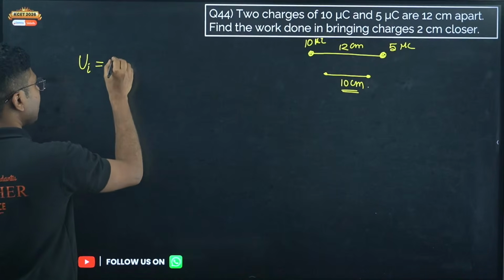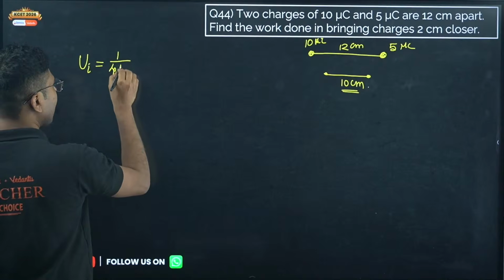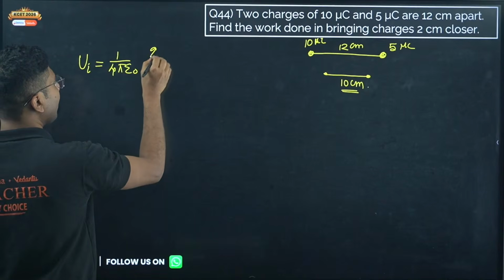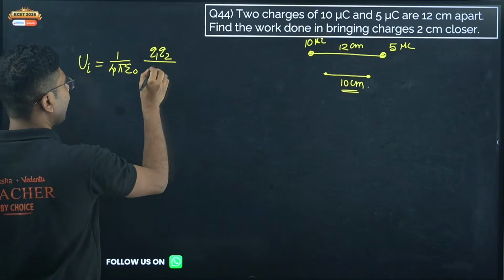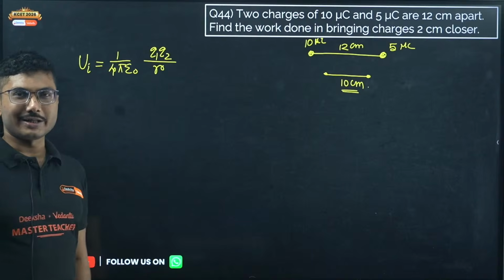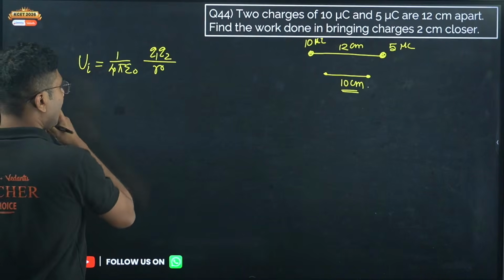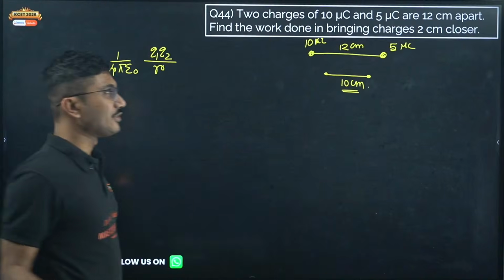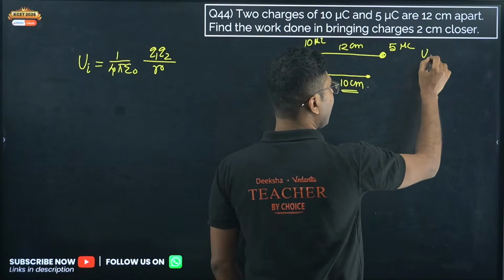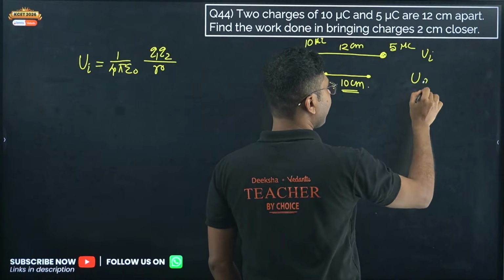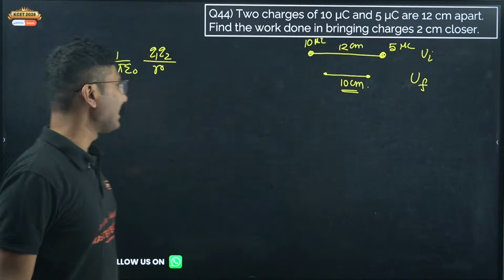How to solve it? You have to calculate the initial potential energy of the system. Initial potential energy is given by 1 by 4 pi epsilon naught Q1 Q2 upon R, not R square, only R. This is not Coulomb's law, this is electric potential energy, of the system at the beginning. So this is UI and this is UF. Capital U is potential energy.